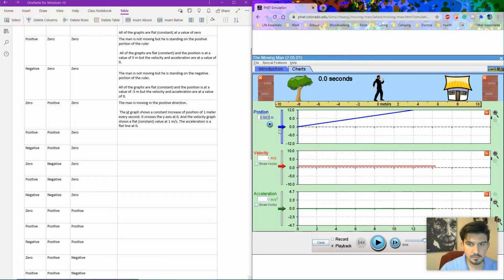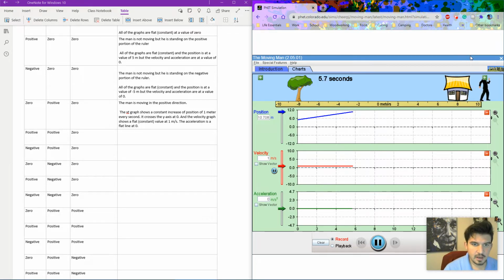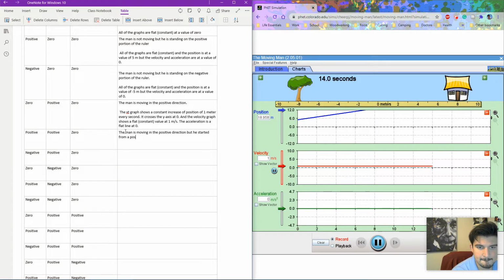Positive position, positive velocity. So let's put him at a position of 5 meters again. Let's keep him at a velocity of 1, and let's hit play. Okay, sure enough, he's moving to the right. Let me kick those walls out of there so we can keep on going. And there he goes off into the distance. So again, we would say the man is moving in the positive direction, but we could also say that he started from a position of 5 meters.